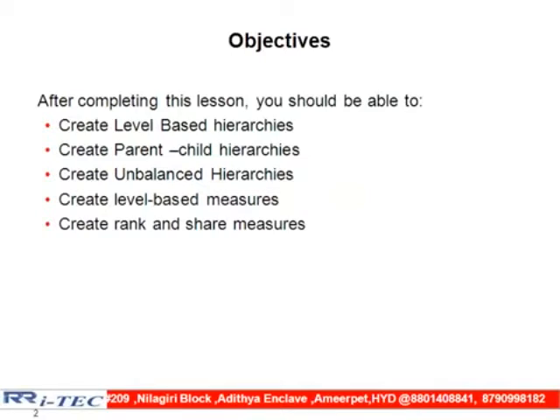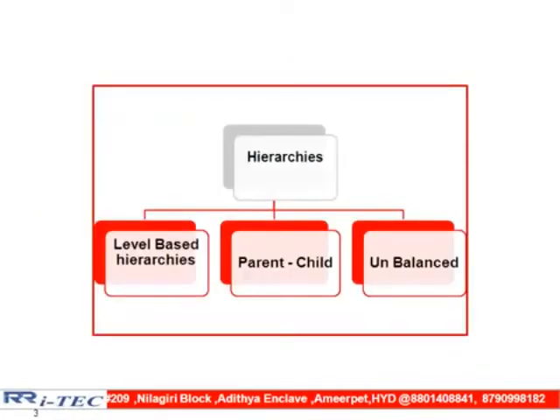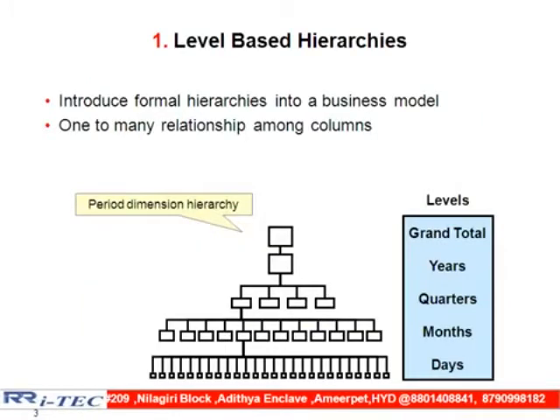Right. By the end of this, you will understand these points: creating level-based hierarchies, creating parent-child hierarchies, creating unbalanced hierarchies, creating level-based measures, creating rank and share measures. If you go to the next slide, hierarchies are divided into 3 types. One is level-based hierarchies. Second is parent-child hierarchies. Third is unbalanced hierarchies. Parent-child hierarchy and unbalanced hierarchy came newly in OBIEE 11G. In OBIEE 10G these things were not available.